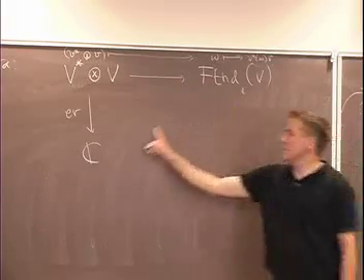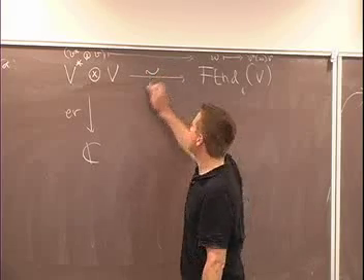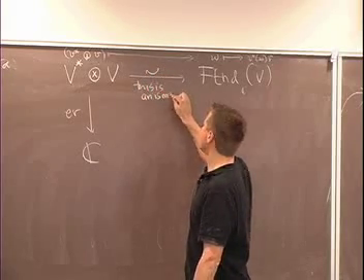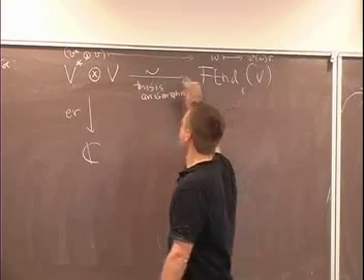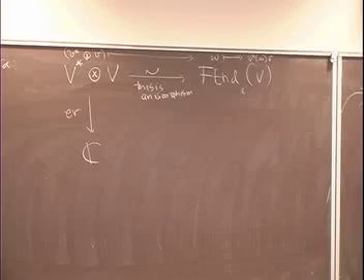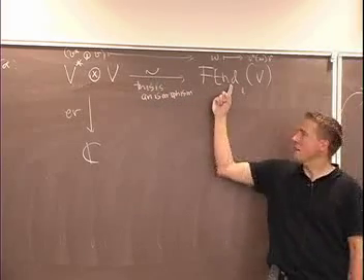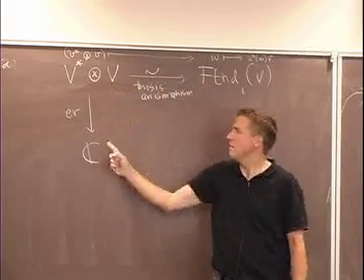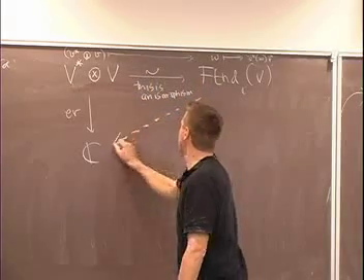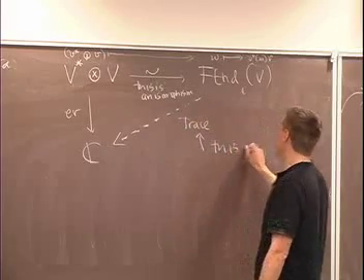We'd like to complete this to define our trace. The only thing you have to know is that this is an isomorphism. Maybe there's a little more to check in this case. So this map is an isomorphism, and then I can define the composite of going back and then evaluating to be the trace. This defines the trace.